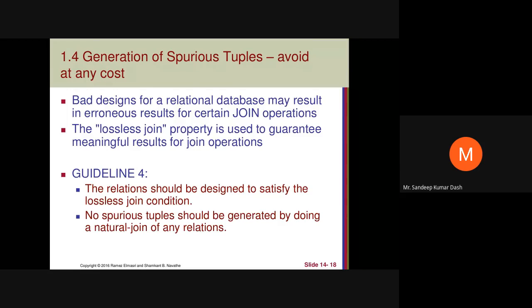So whenever you sit for designing a relational database, or in the starting when you are doing the ER diagram, you should keep in mind that these four rules have to be followed. The first one is semantics of attributes.